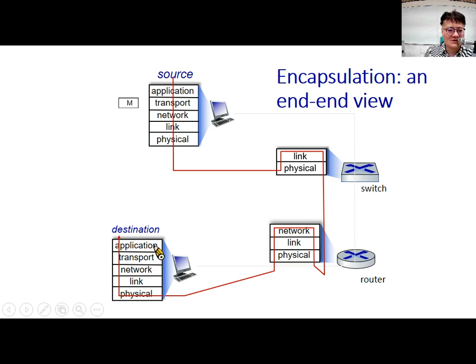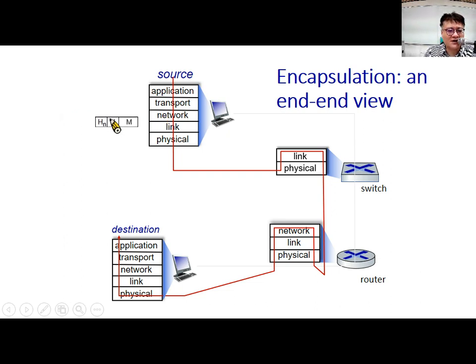So you can see the message here. The message from the application layer goes to the transport layer. Then it changes to the segment, right, with a new header. Then we go to the network layer, the IP network. It changes to the datagram, with the network layer header, HN.